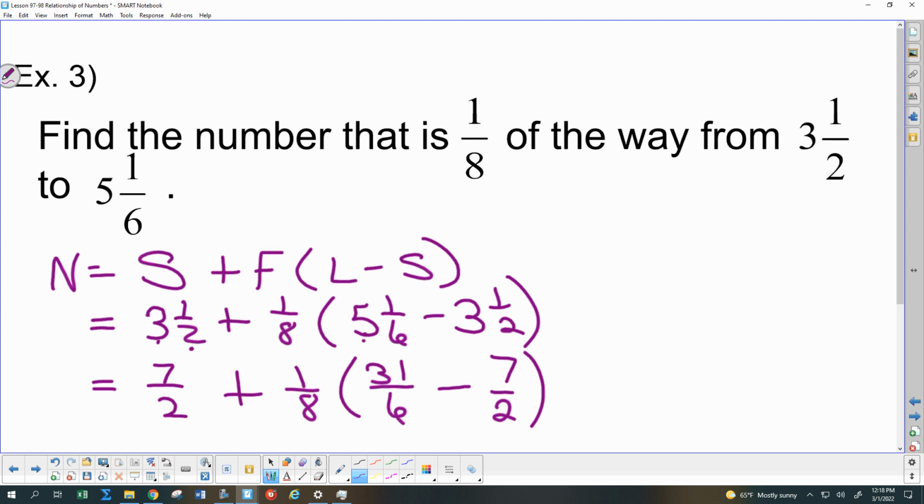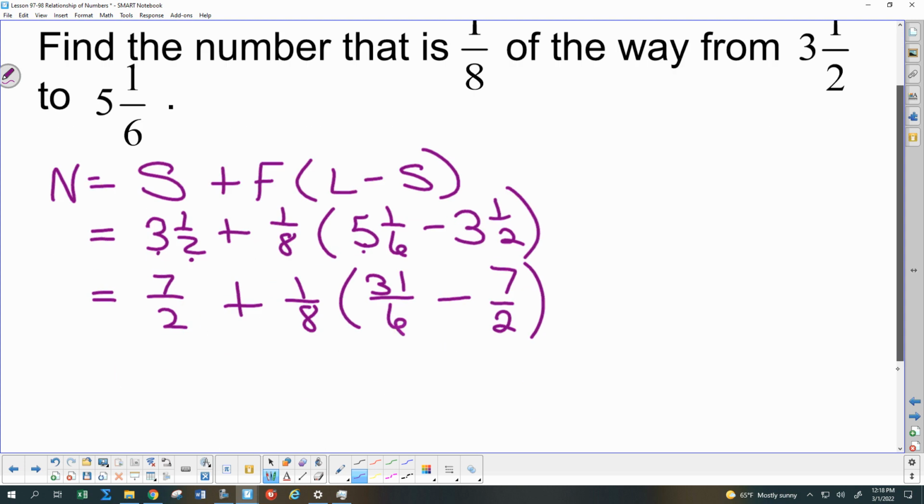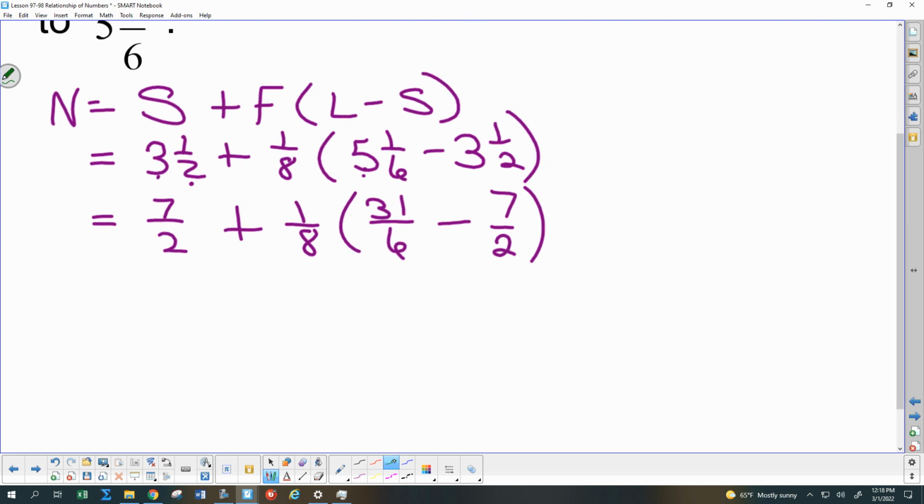Okay, PEMDAS. Do I have parentheses? So I need to simplify inside the parentheses. I need to take 31/6 minus 7/2. What do I have to do to make that subtraction work, Jack? What would the denominator need to be for that parentheses? So what do I do to the 7/2 to make it have a 6?